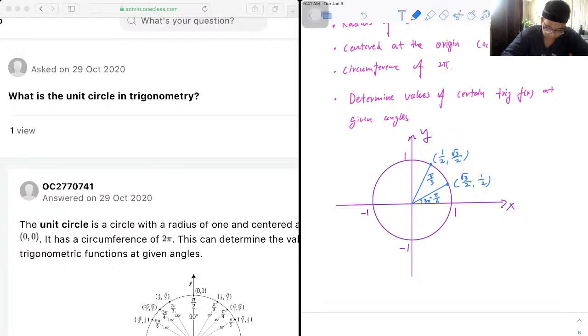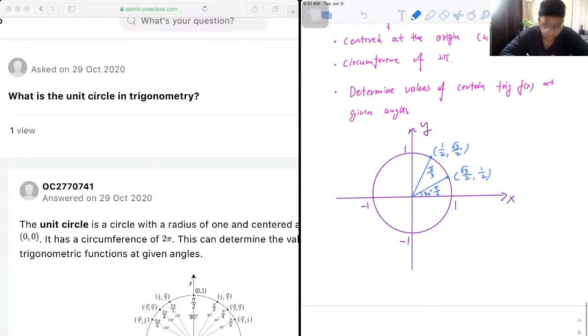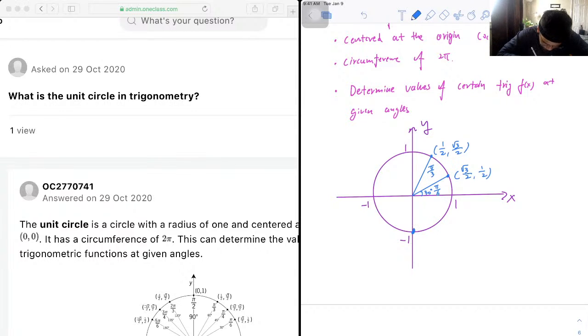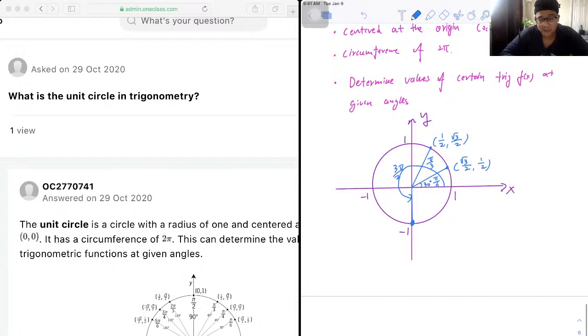Right. And let's say when it arrives right here, which means the angle is 3 pi over 2, which is 270 degrees. Oops. I just need to charge my computer. Okay. And right here, the coordinate is (0, -1).